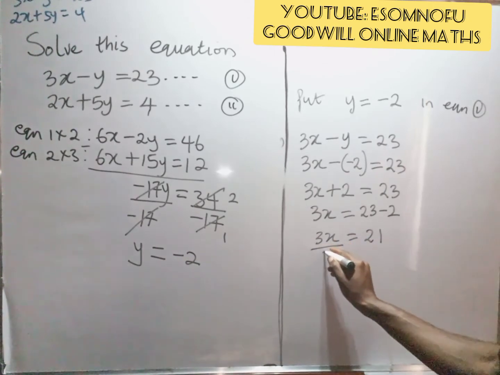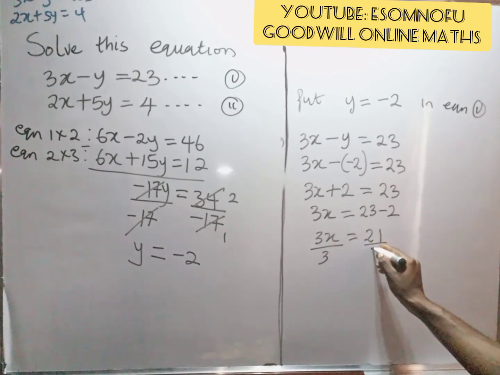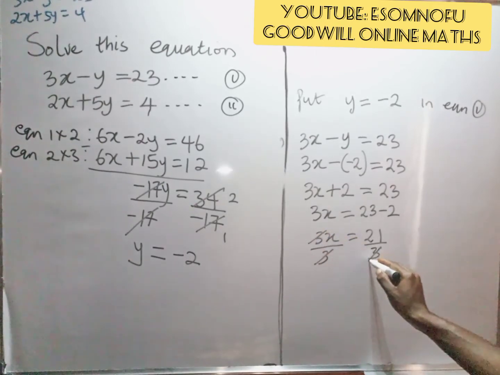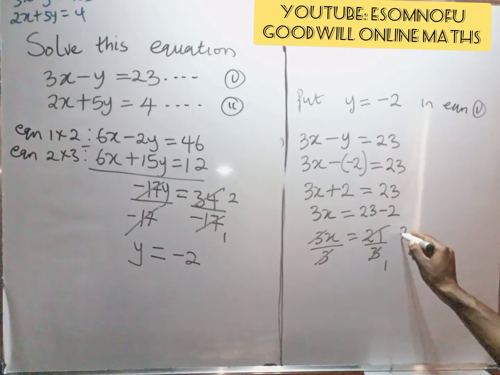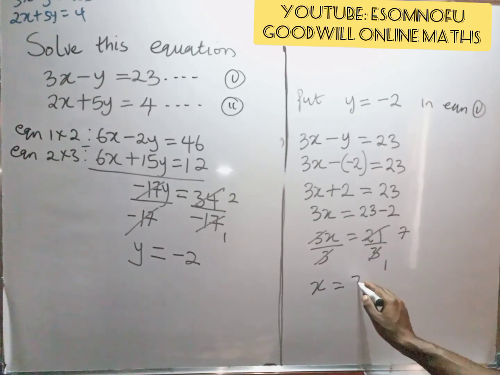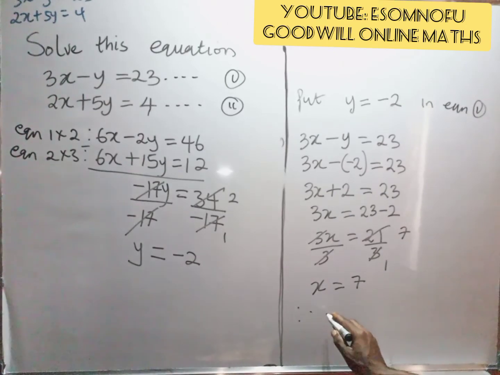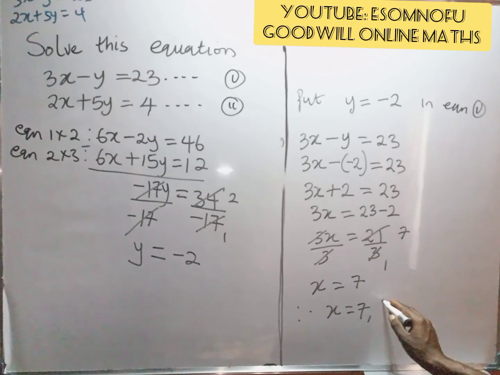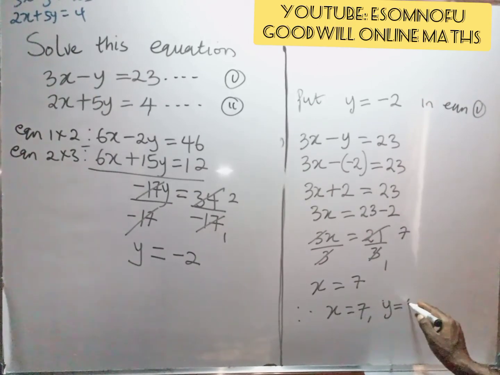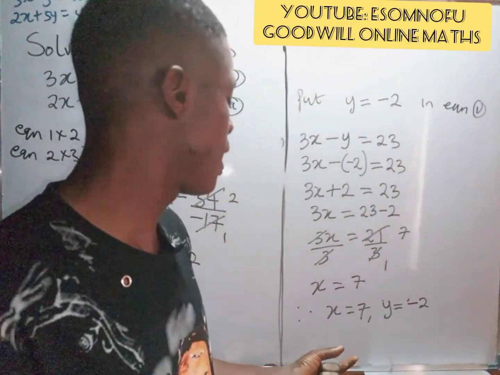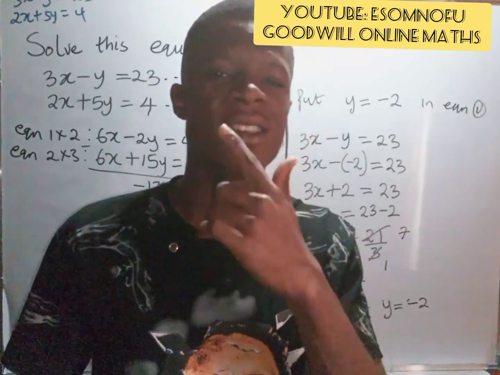So I can divide through by 3, because 3 is the coefficient of x. 3 divided by 3 is 1, and 21 divided by 3 is 7. Then you can see that my x is equal to 7. Therefore, the value of x is equal to 7 and the value of y is equal to minus 2. So if you got your answers to be 7 and minus 2, that's the correct answer.